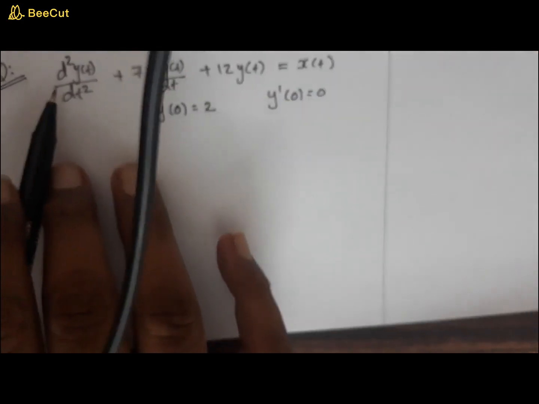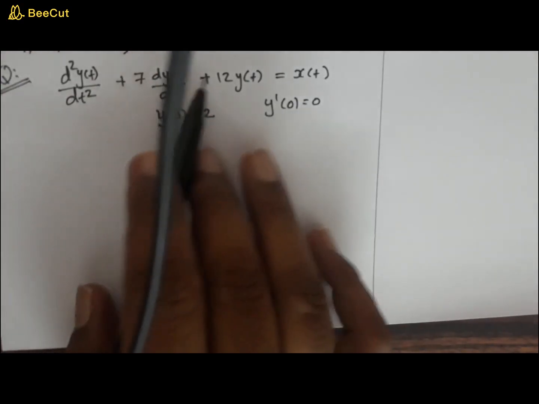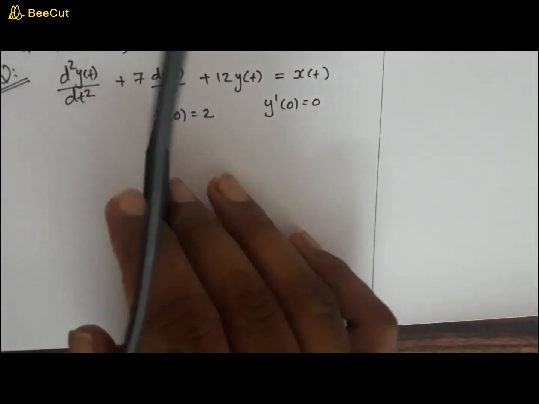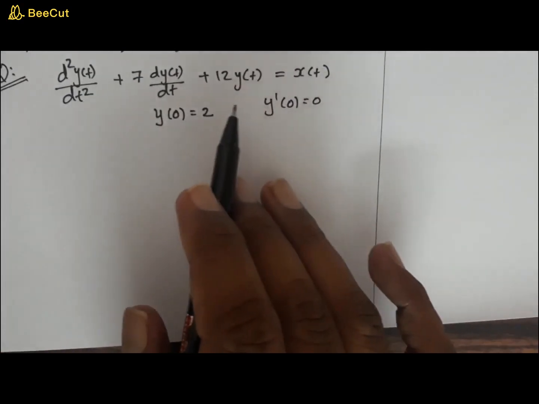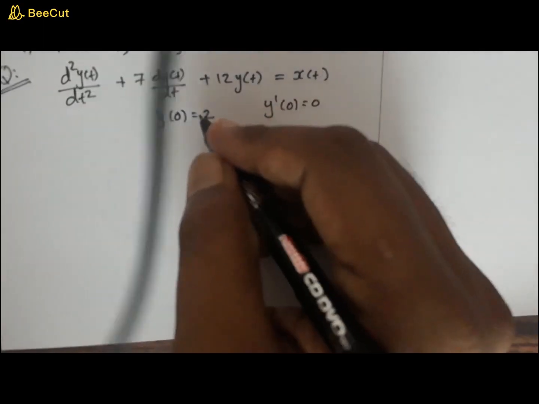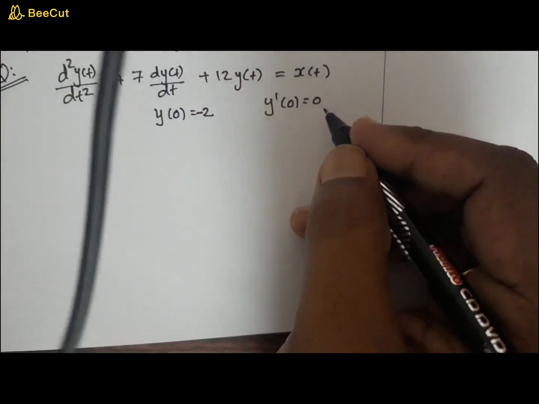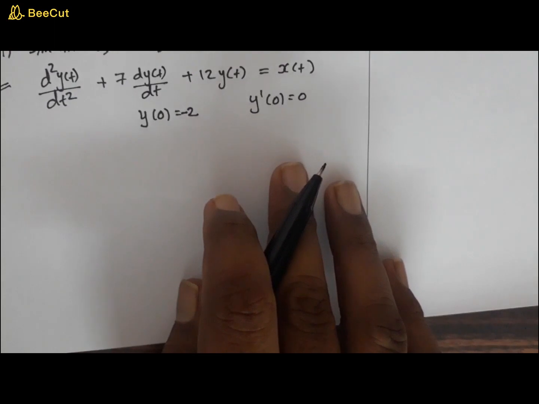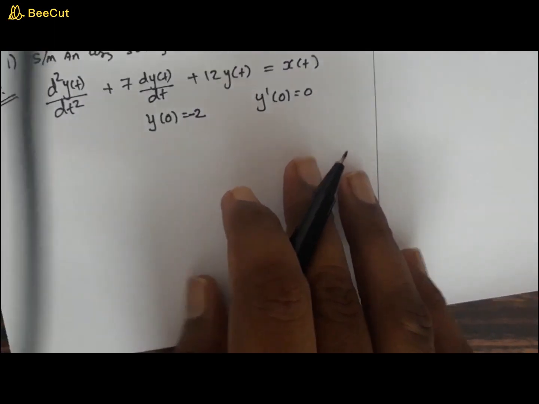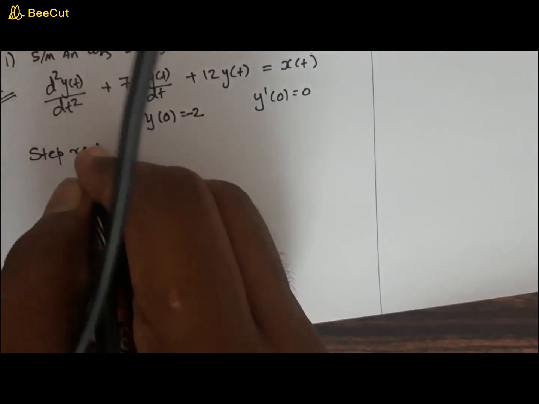Okay, now the example is, you are given a differential equation d square y of t by dt square plus 7 dy of t by dt plus 12 into y of t is equal to x of t. The initial conditions are given. Y of 0 is equal to minus 2. This is not plus 2, this is minus 2. Y dash of 0 is equal to 0, and you are asked to find out the step response of the system. Okay, you find out the step response.